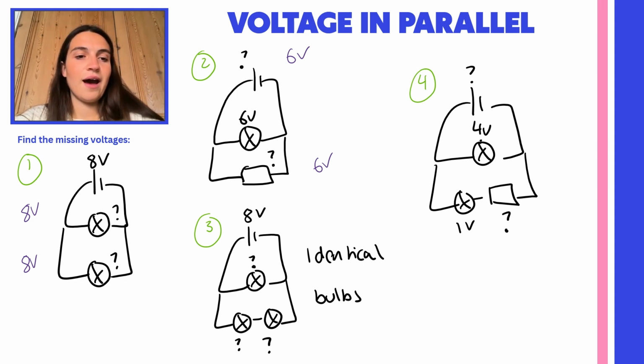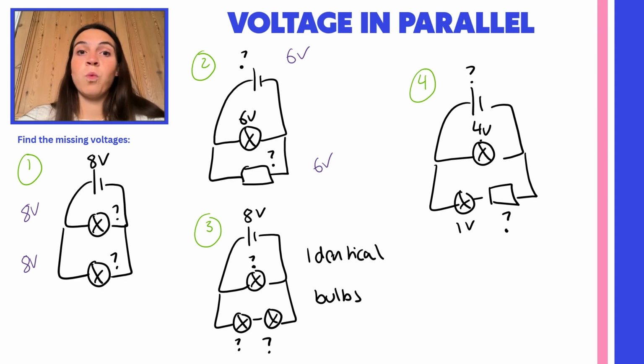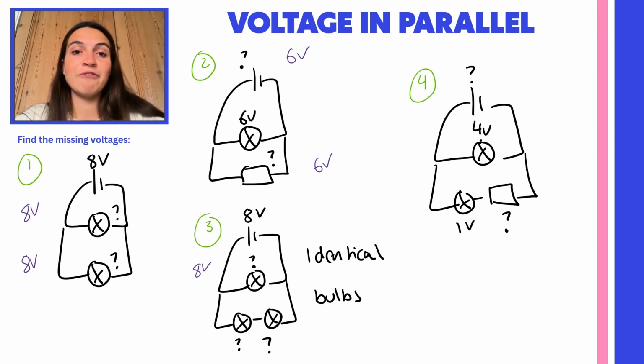Okay, number 3 here, so we've got an 8 volt supply, and then we're told that these are all identical bulbs. So let's look at the top branch first. In the top branch there is just the one bulb, and that branch gets the whole of the supply, so that bulb gets all of those 8 volts.